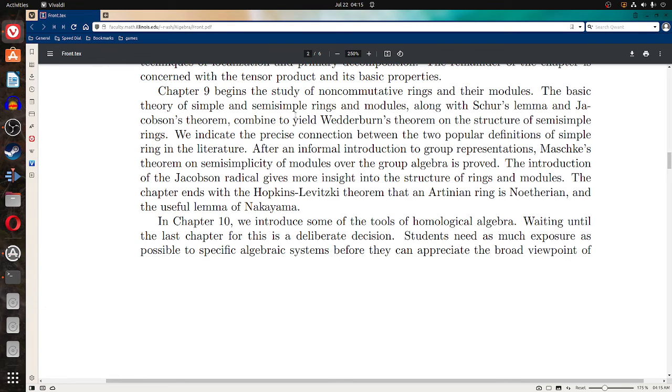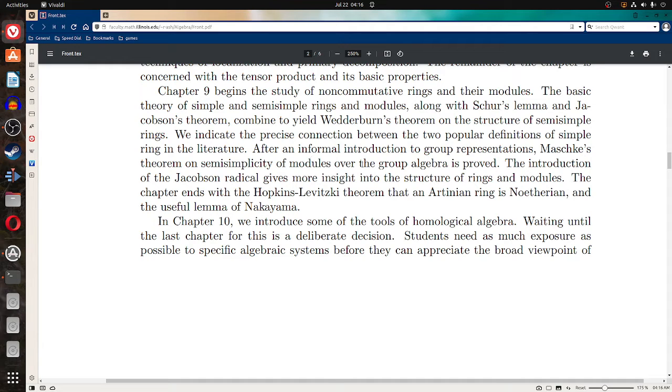Now, Chapter 9 begins with the study of non-commutative rings and their modules, the basic theory of simple and semi-simple rings and modules, along with Schur's lemma and Jacobson's theorem, combined to yield Wedderburn's theorem on the structure of semi-simple rings. Oh, people, as a general rule, if the theorem has somebody's name on it, it's probably a theorem that's good to know. Anyway, we indicate the precise connection between the two popular definitions of simple ring in the literature.